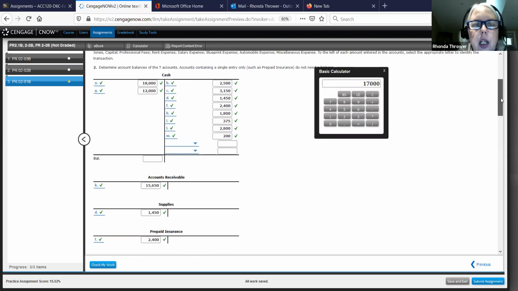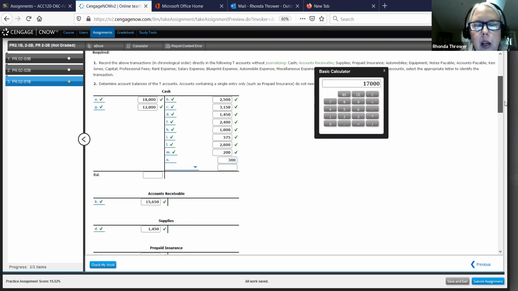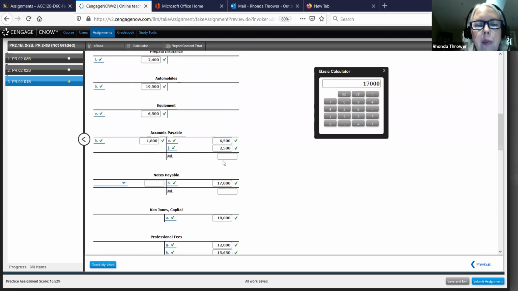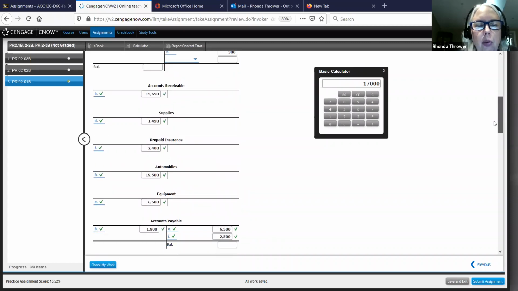And then in N, it says you paid $300 on a note payable. My cash decreased again by $300. I paid it toward a note payable. I paid off part of my liabilities. Make sure you get it in notes payable because that's the correct account. My notes payable, which is a liability, is decreasing for the amount that I paid out, which was $300.